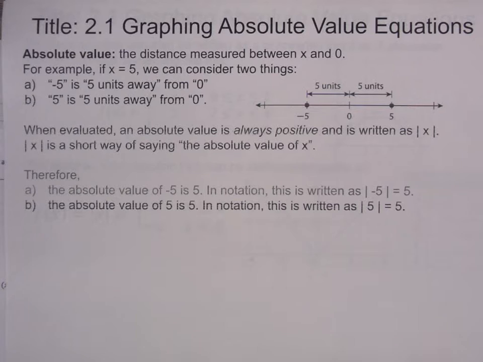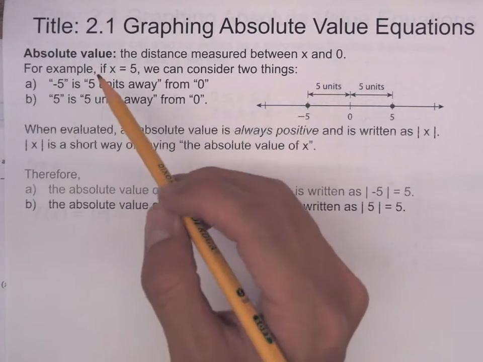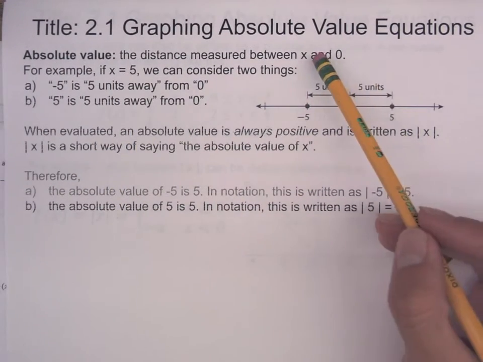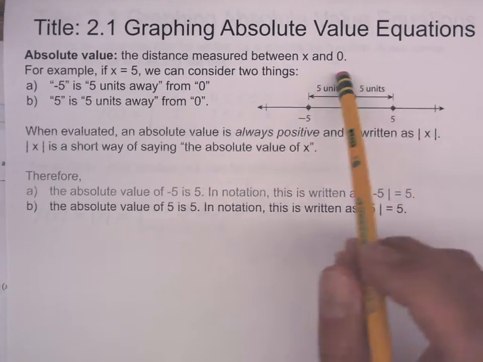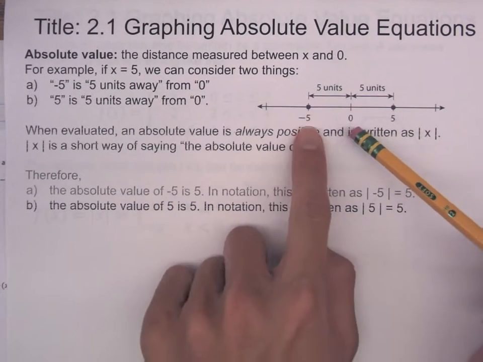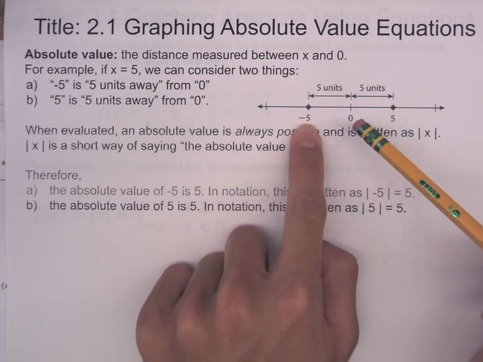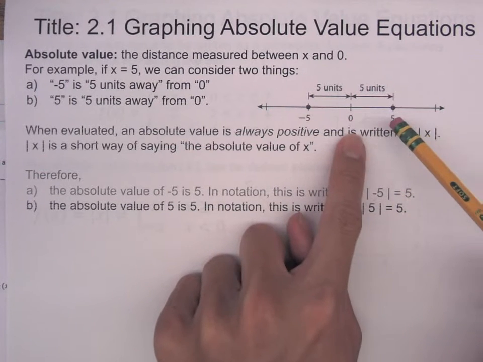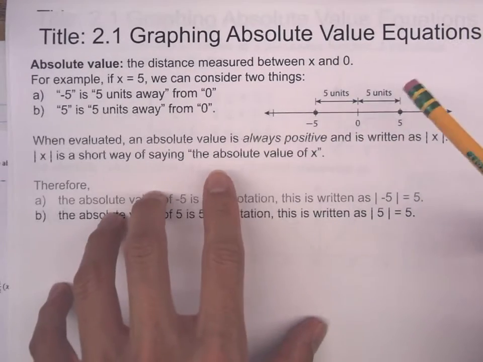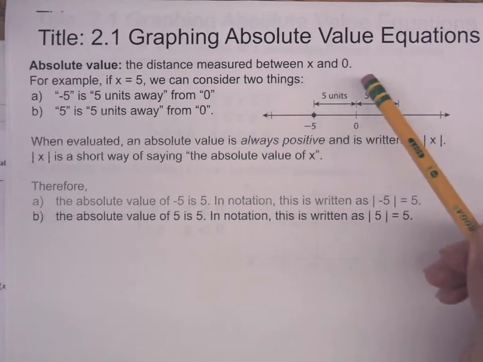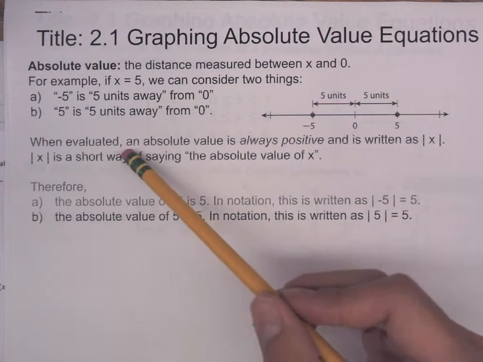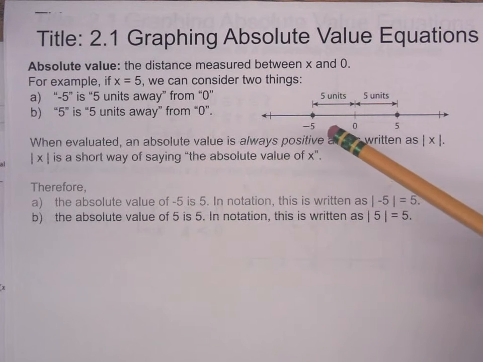Let's start with the definition of an absolute value. An absolute value is basically a distance measured between a certain number and 0. For example, if x equals 5, we know that -5 is 5 units away from 0, and we also know that 5 is 5 units away from 0. Now, if we're using an absolute value, we want to consider the positive distance between those points. So that's why, when evaluated, an absolute value is always positive.